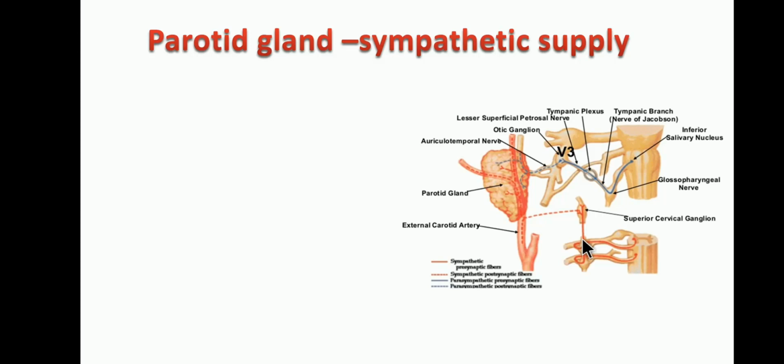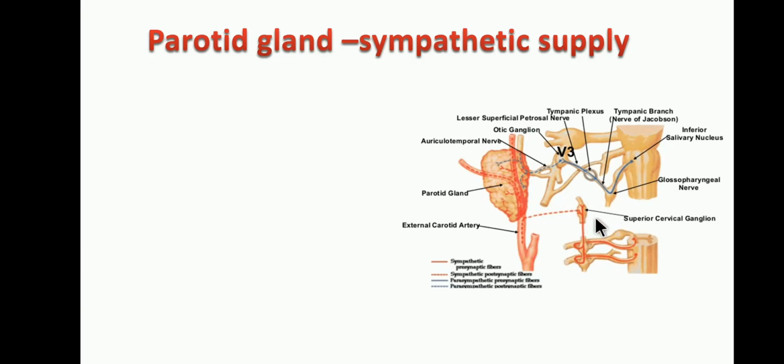Okay, the upper thoracic segments, T1 to T4 nerves, are mainly responsible for the sympathetic innervation. These preganglionic fibers from the lateral horn cells relay in the cervical sympathetic chain. Here you can see the cervical sympathetic chain, with the superior, middle and inferior ganglia. Mainly the preganglionic fibers go to the inferior ganglion.